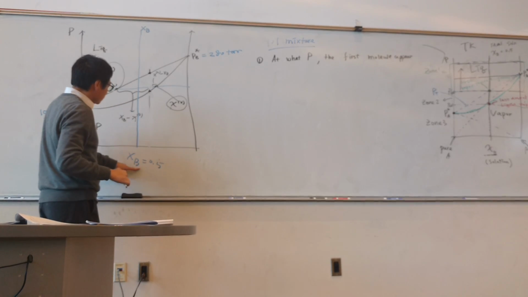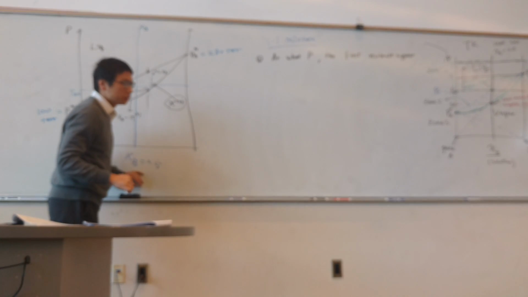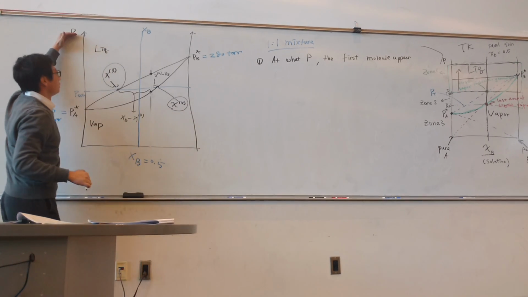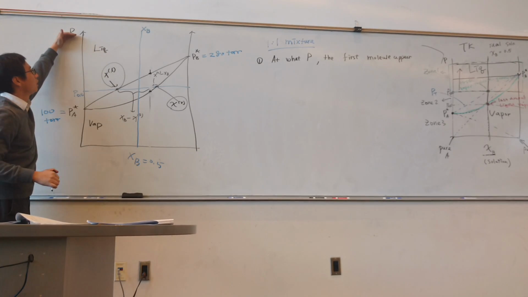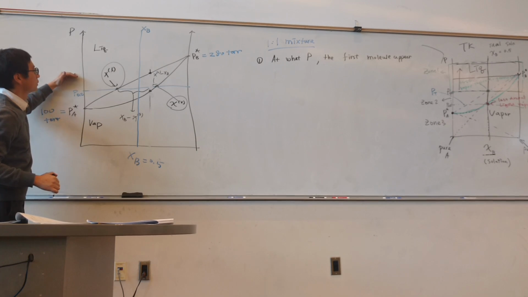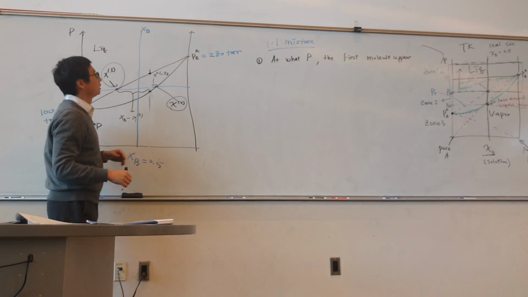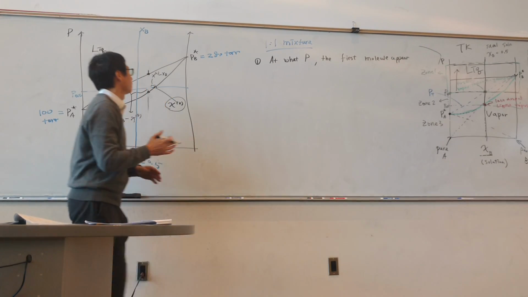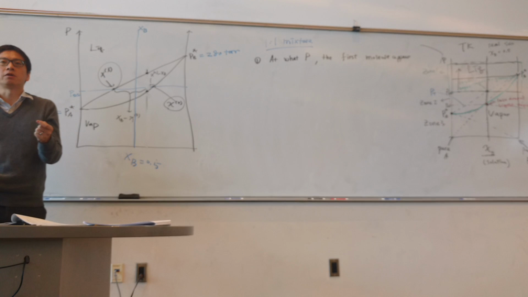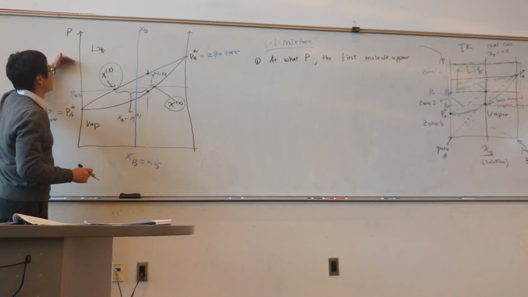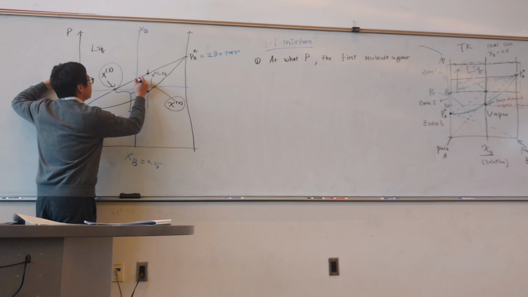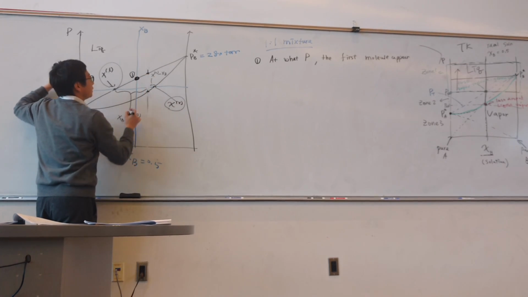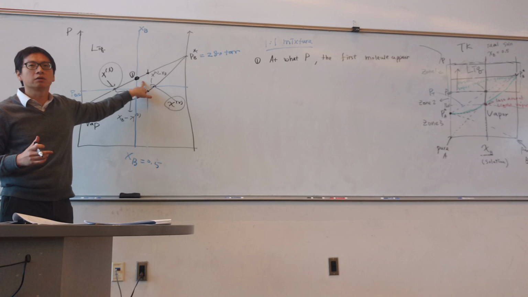Under this specific composition in your system, you can actually change your pressure, right? You can lower your pressure. And when you see the first molecule appear, that means you have liquid becoming vapor, right? So when you lower the pressure, once you hit this line, that's where you're going to see your first gas molecule appear.